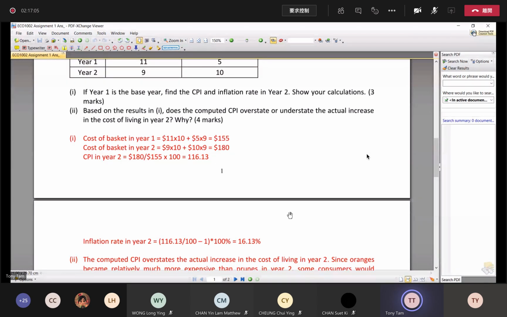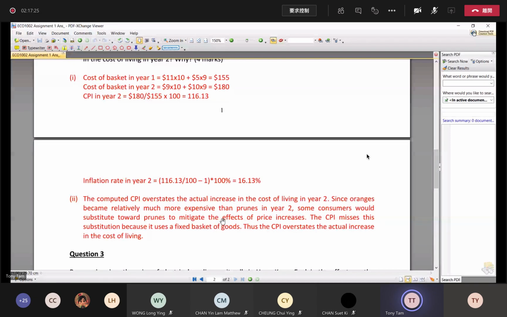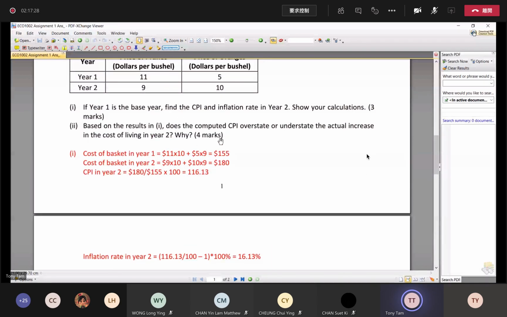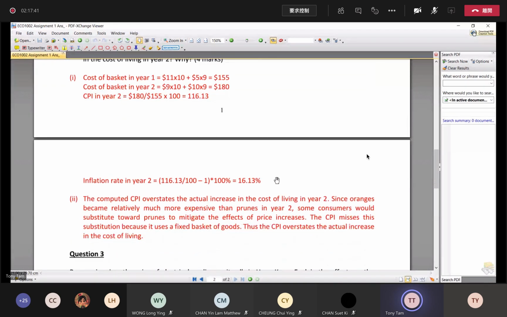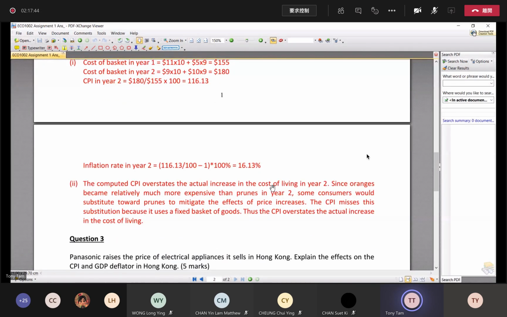3 marks. Cost of living does not represent inflation. So let's look at question 2, part 2. Based on the result in 1, does the computed CPI overstate or understate the actual increase in the cost of living in year 2? So just like that, that is what our lecture notes talk about.